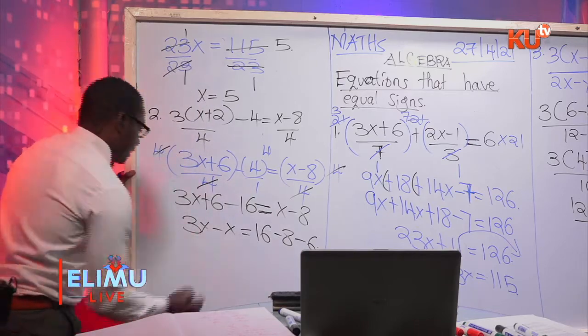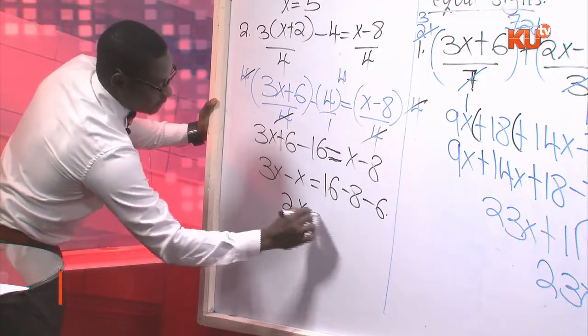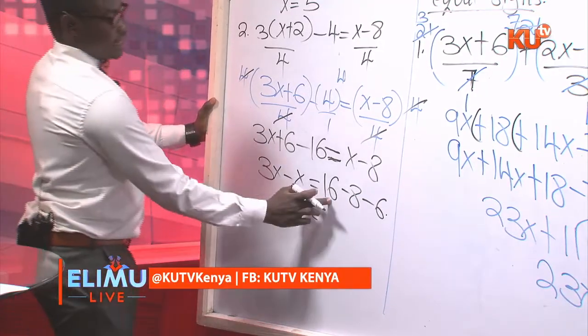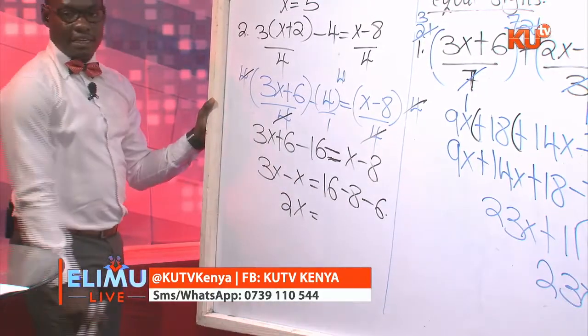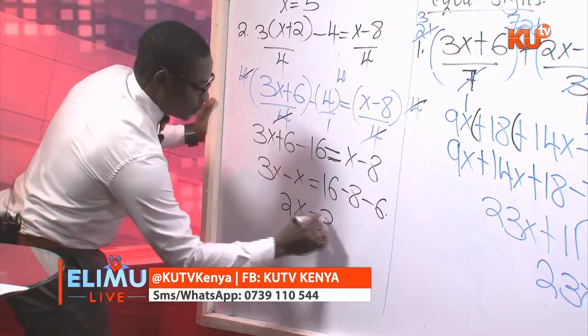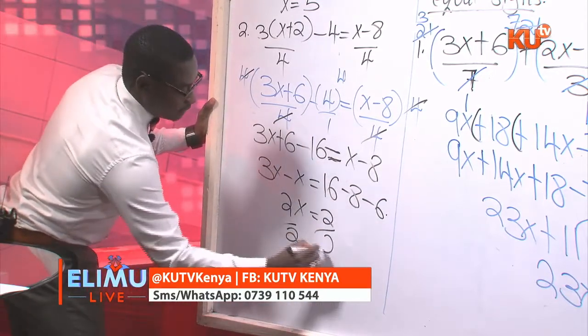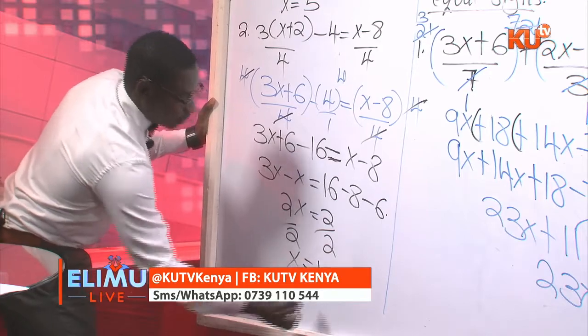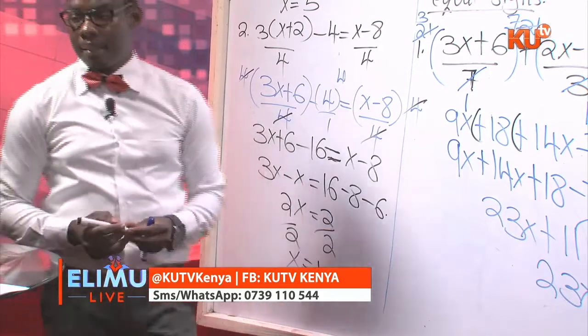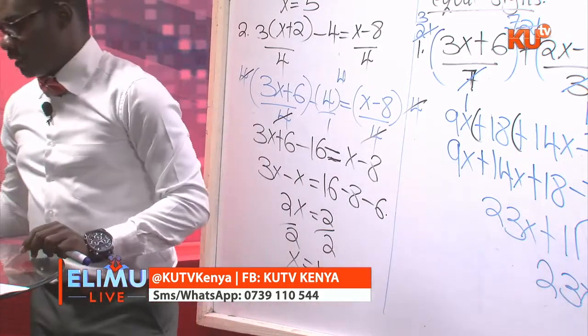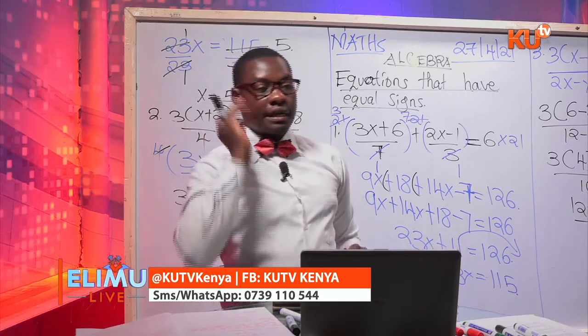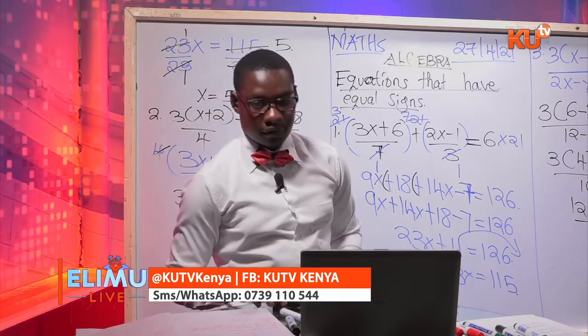So 3x minus x, that is 2x. Then 16 minus 8, that is 8. 8 minus 6, that is 2. So divide by 2, divide by 2. x, therefore, is equal to 1. So this is how we calculate such questions.